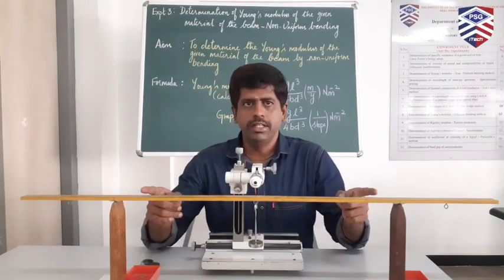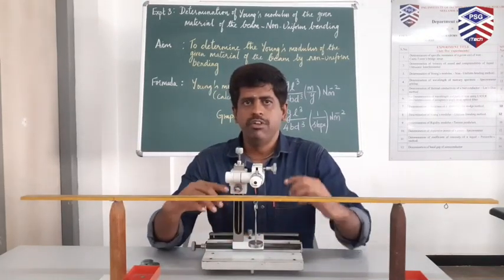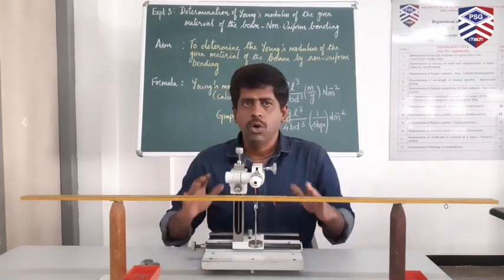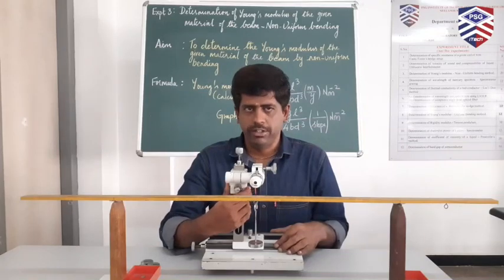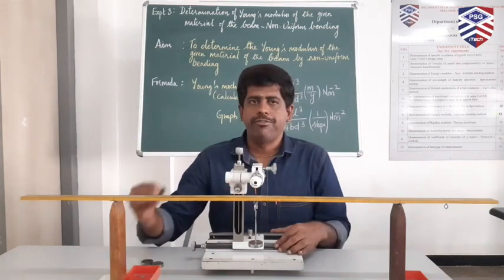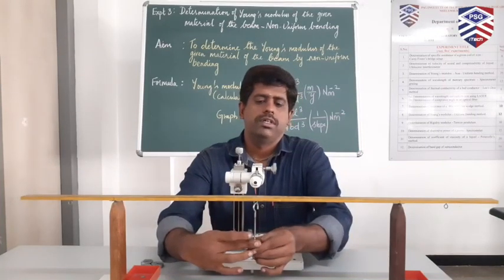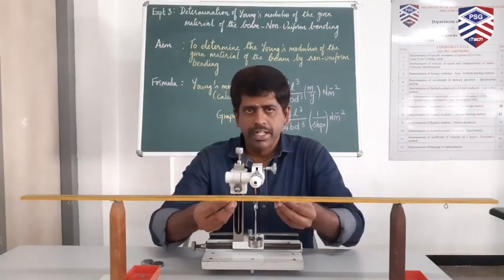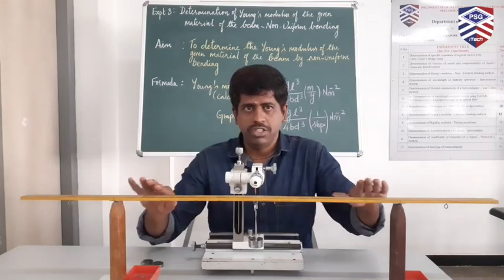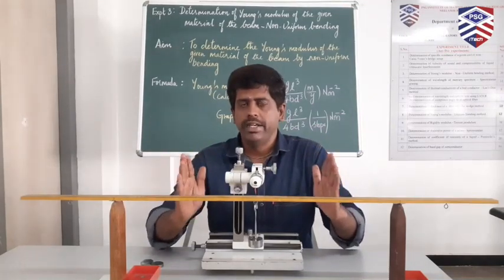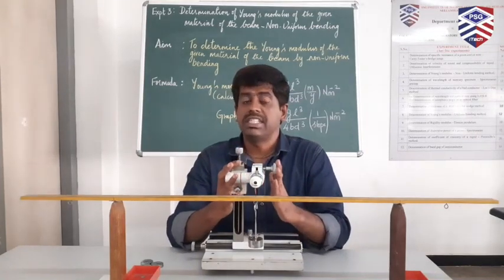As you could see here in this image, there is a dead weight hanged here. This will be taken as a point of reference whose value can be noted through this traveling microscope. When I add 50 grams to it, the beam will get depressed due to the extra load, which is impossible to see with the naked eye, but it can be measured through this apparatus called the traveling microscope.